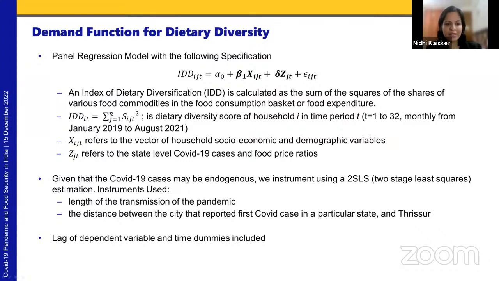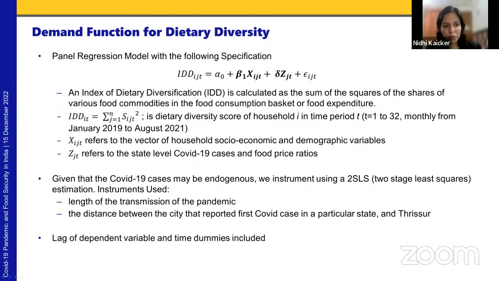So an index of dietary diversification is calculated as the sum of squares of the shares of various food commodities in the food consumption basket of the household. And this is similar to the Simpson's index, which is widely used in ecological literature to measure species diversity or biodiversity, and in many cases crop diversity. In fact, even the Herfindahl-Hirschman index used in microeconomics to measure the competitiveness of an industry is similarly calculated.